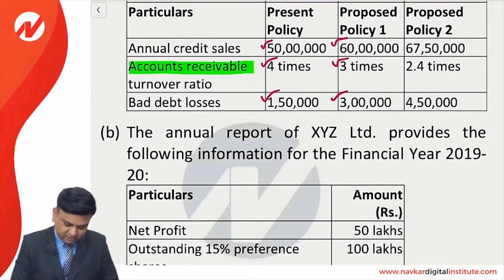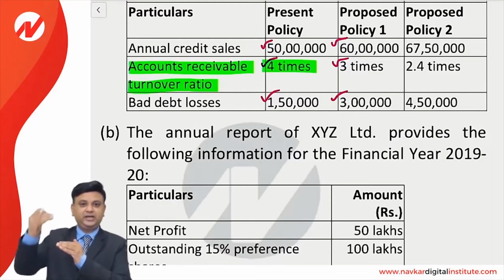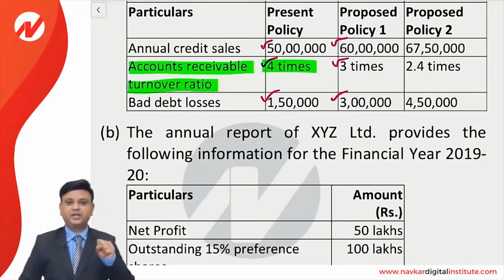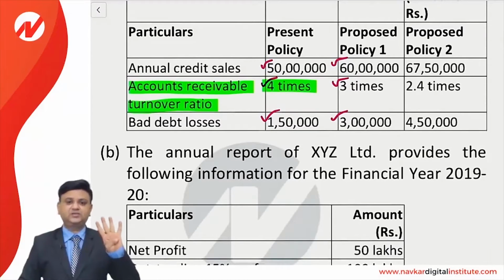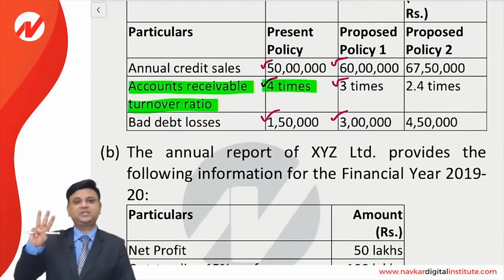The information about the accounts receivable turnover ratio. Accounts receivable turnover ratio indicates how many times there is a rotation of the debtors in a year. Rotation of the debtors in a year is for 4 times. So if at all the rotation is for 4 times, it means the collection period is 3 months.